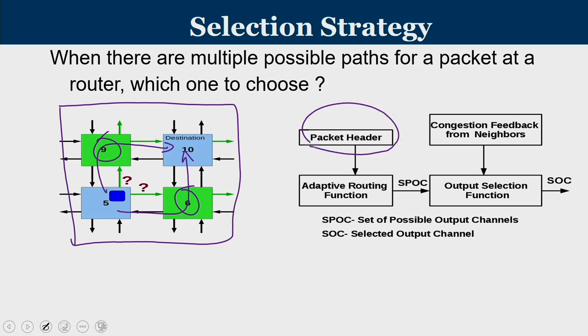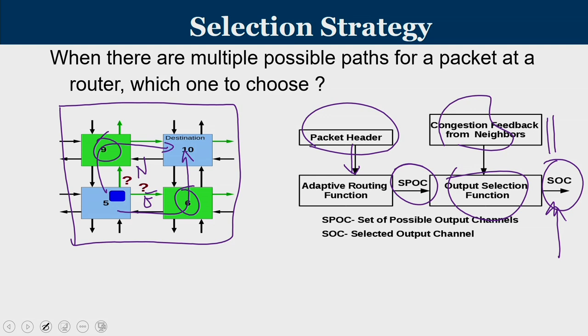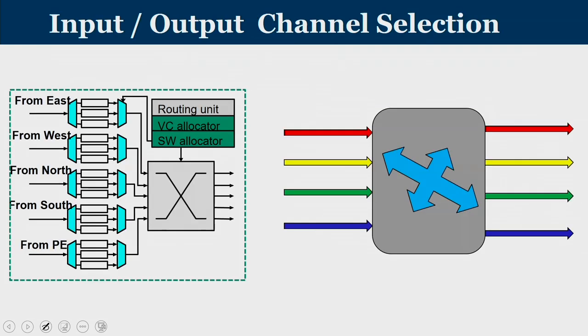Generally from the header, you will know the destination. The adaptive routing function will return a set of possible output ports. This will tell that east is an output port, and north also is an output port. Then, based upon congestion, for example, you can gather some information: the number of buffers in 6, and the buffer availability of 9 is communicated by 9. Based upon this congestion information that you obtain from the neighbors, your output selection function will return one output port. So from the set of possible output channels, I am choosing one channel. This whole process of collecting the feedback and determining one output port is known as the output selection strategy.